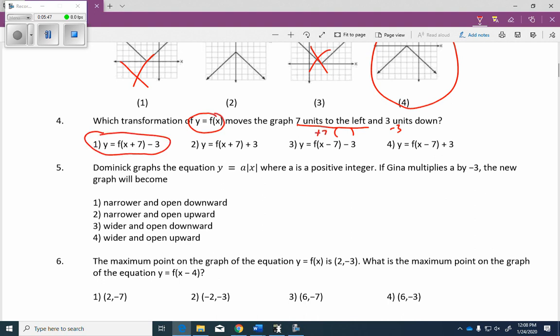Number 5, Dominic graphs the equation. Again, this is a little more specific. I see absolute value symbols, so I know it's a V-like shape.